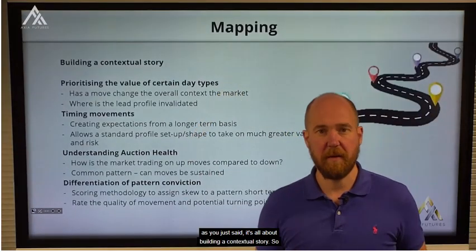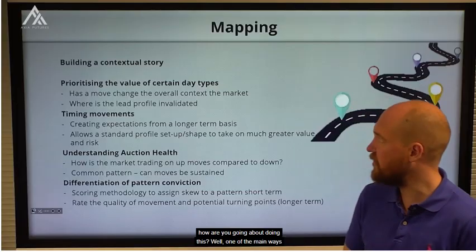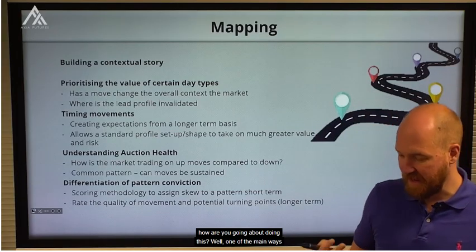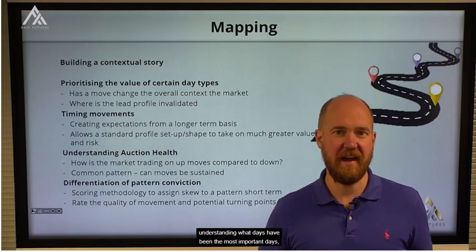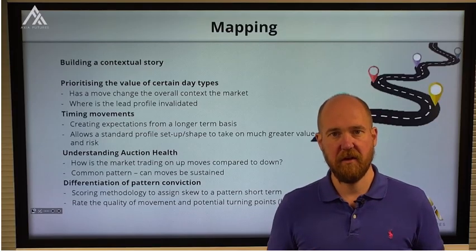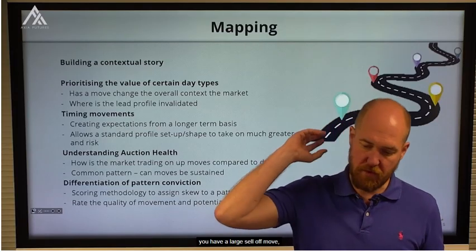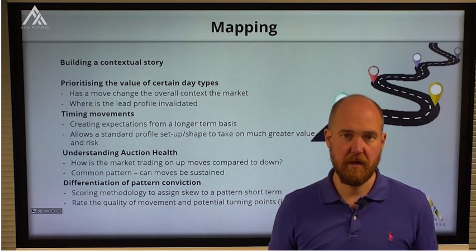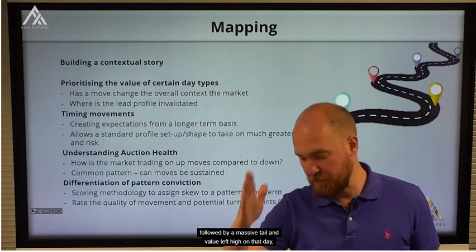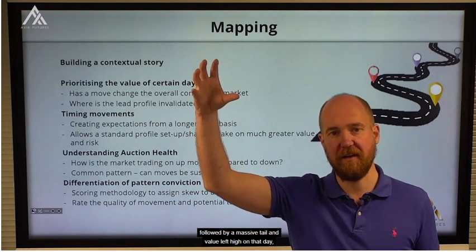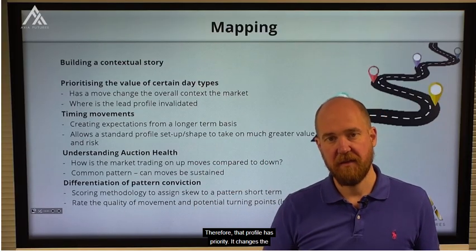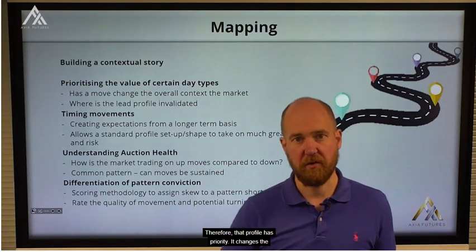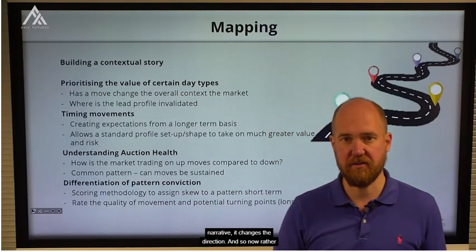As I just said, it's all about building a contextual story. So how are you going about doing this? Well, one of the main ways of building a contextual story is understanding priority, understanding what days have been the most important days. For example, you have a large sell-off move followed by a massive tail and value left high on that day. This could well be a very, very important turning point. Therefore, that profile has priority. It changes the narrative, it changes the direction.